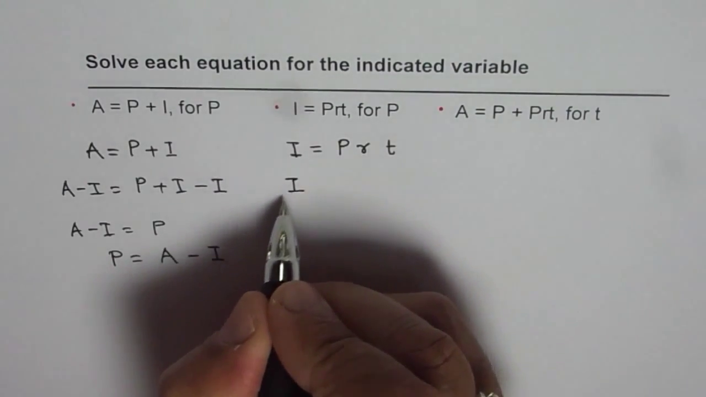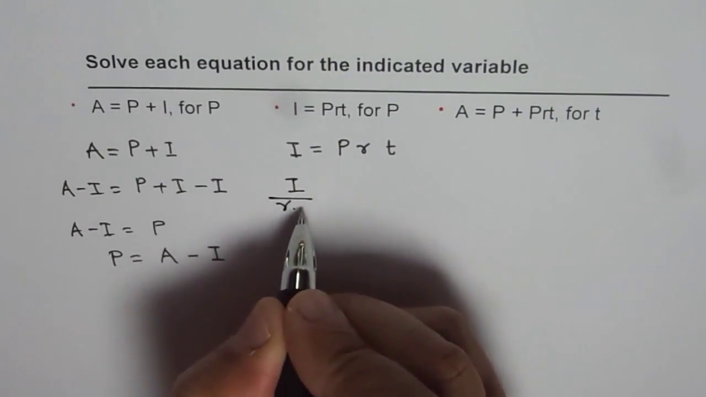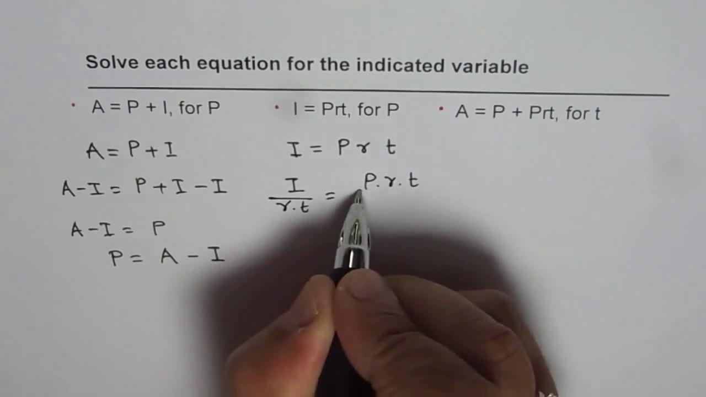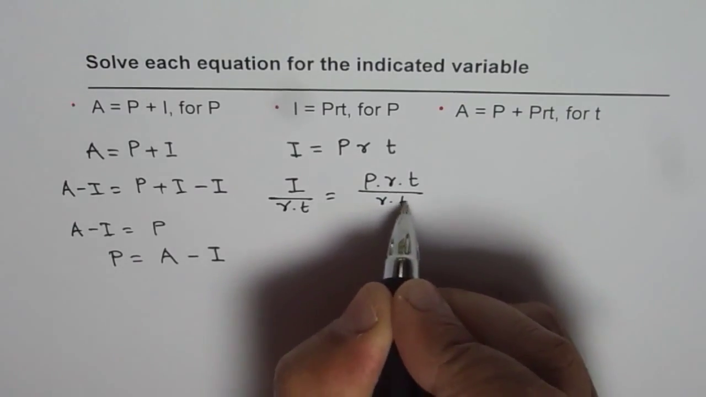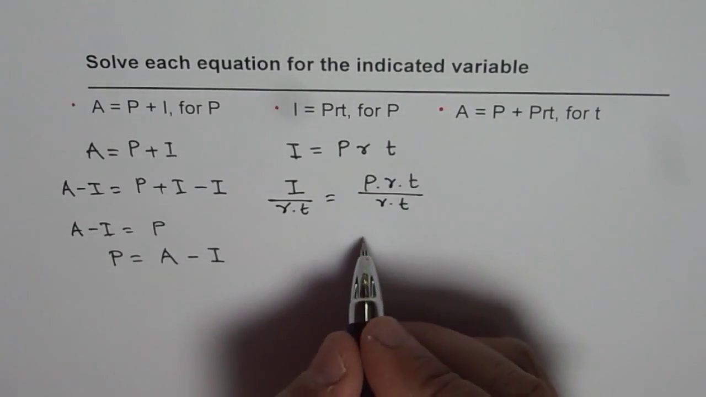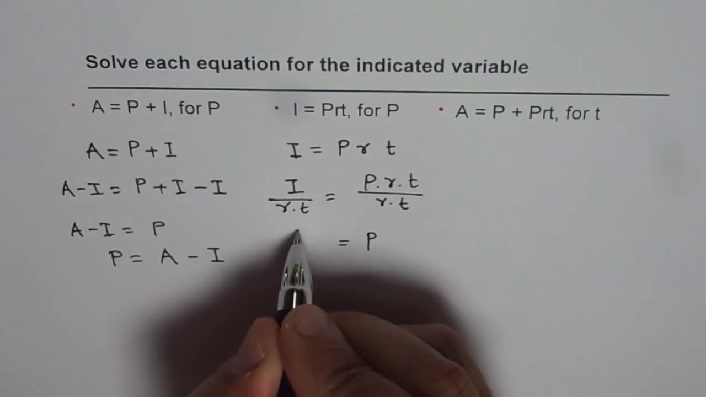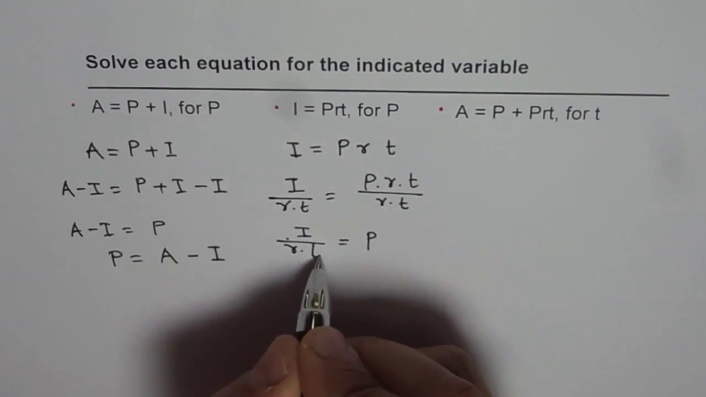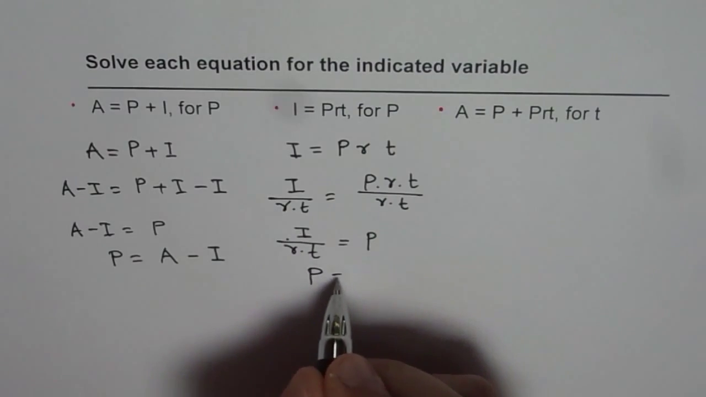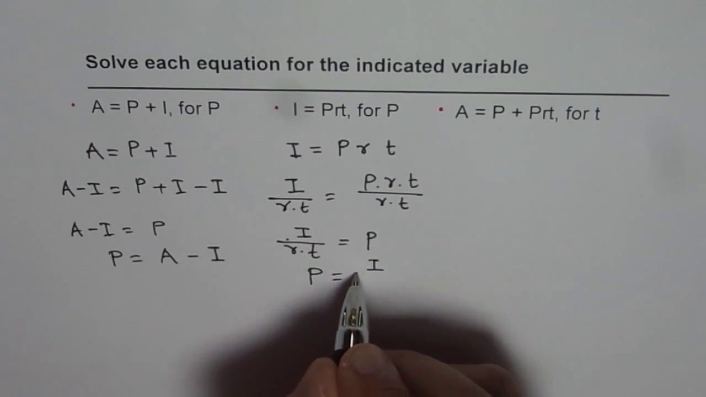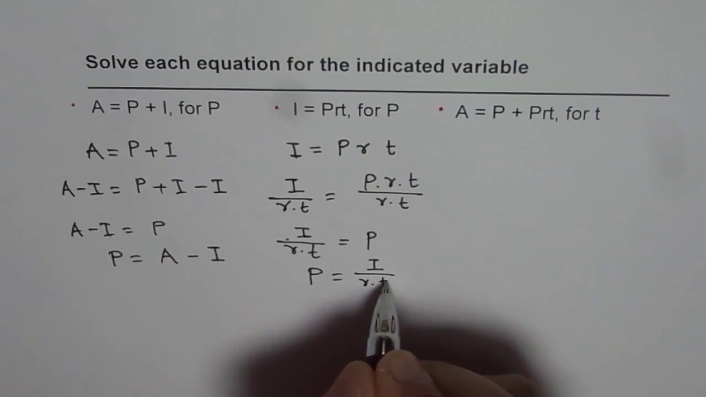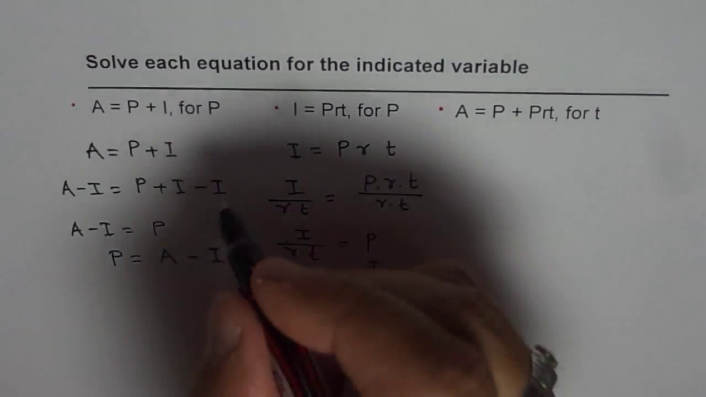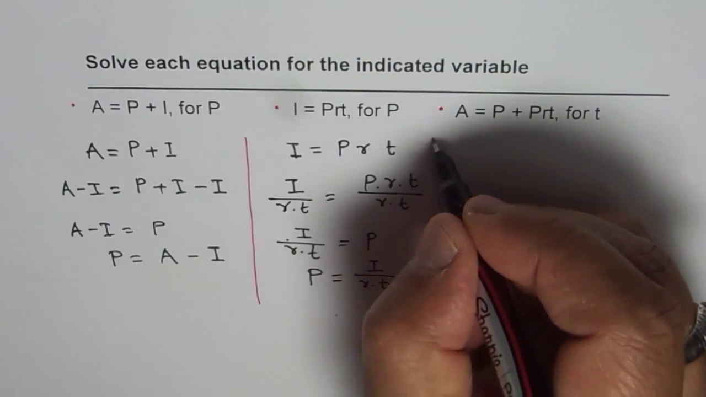That is to say, we can write I divided by R times T equals P times R times T divided by R times T. Now R and T cancel out, so we get P equals I divided by R times T, right? So we get our equation, principal equals interest divided by rate times time. Okay, so I hope the steps are absolutely clear to you. Let me just draw lines to separate them out.